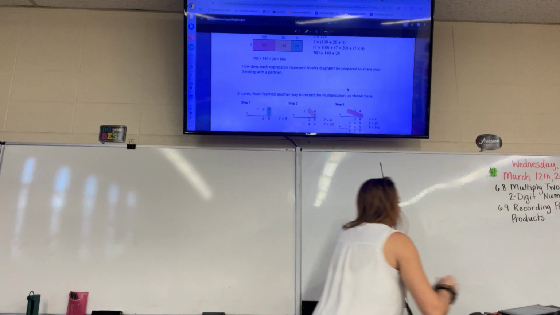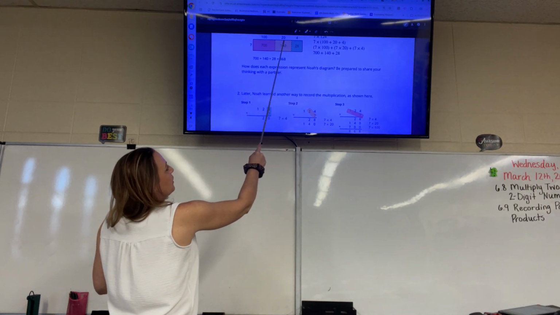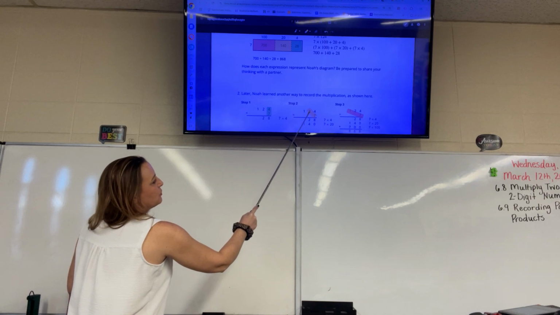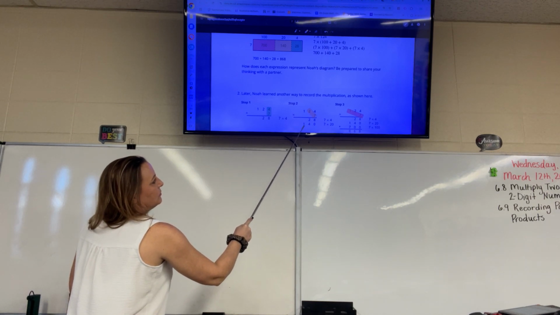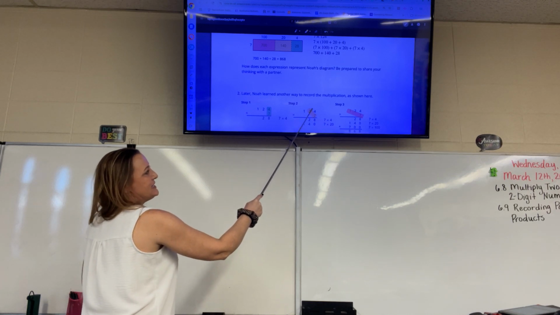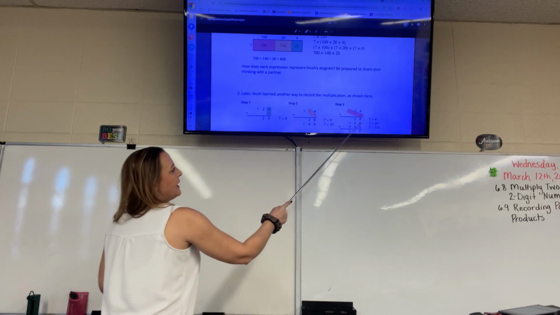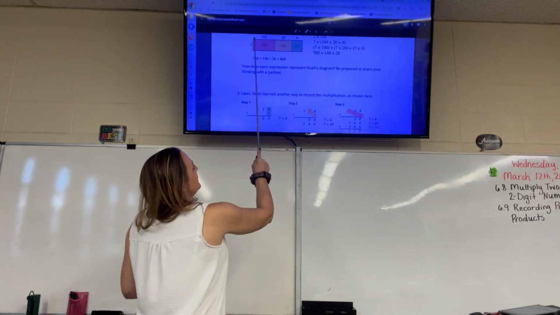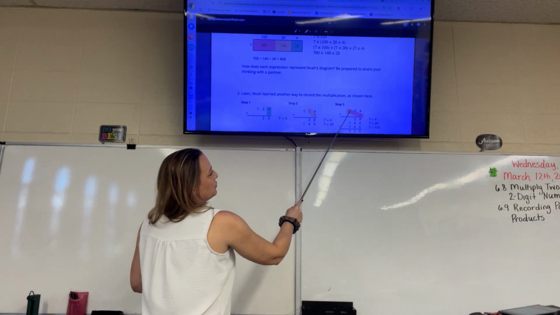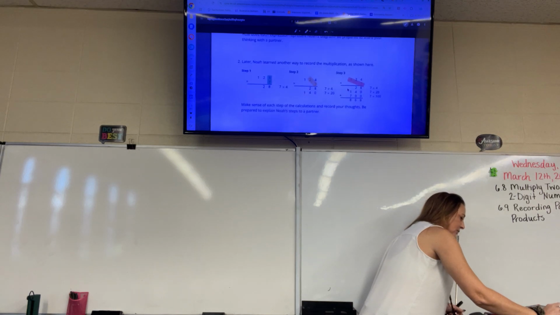On the next one, he multiplied 7 times 20, right? What is 7 times 20? 7 times 2 is 14, but this 2 is in the tens place, so that would be 140. Okay, and then he did 7 times 100. 7 times 100 is 700. So that's another way to do it.